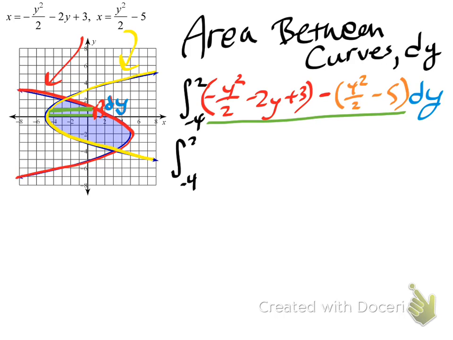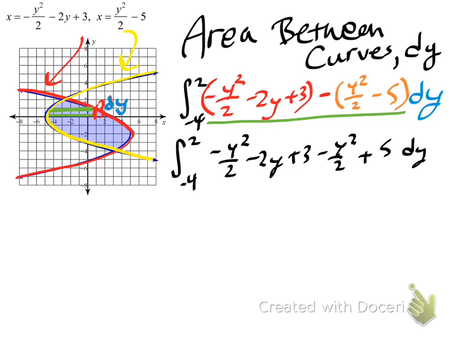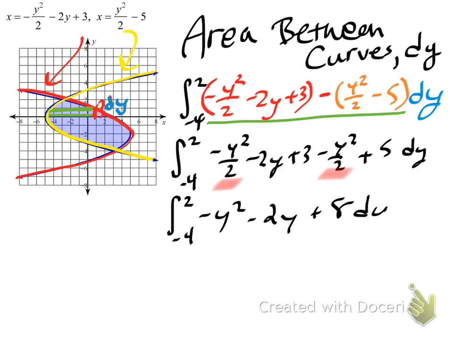The area, or the sum of rectangles from -4 to 2. If I distribute that negative over there, slowly inch my way there, I get -y squared over 2 plus 5 dy. I can simplify further. Let's see, I have a -1/2 minus another half. It's going to give me a full -y squared. This is my only y term, is it not? So minus 2y. And my constants here, 3 and 5, will give me a plus 8 dy.